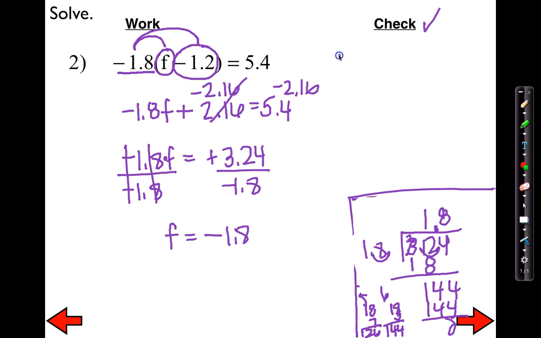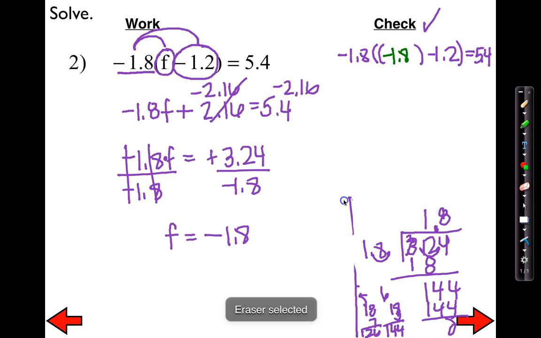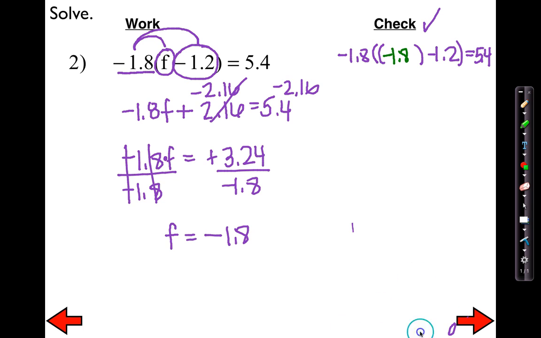So here we have negative 1.8 parentheses, but then we see an f, so we're going to put another set of parentheses. Minus 1.2 parentheses equals 5.4. So we're going to plug in our answer of negative 1.8. Now we have to simplify what's inside the parentheses first, according to order of operations.